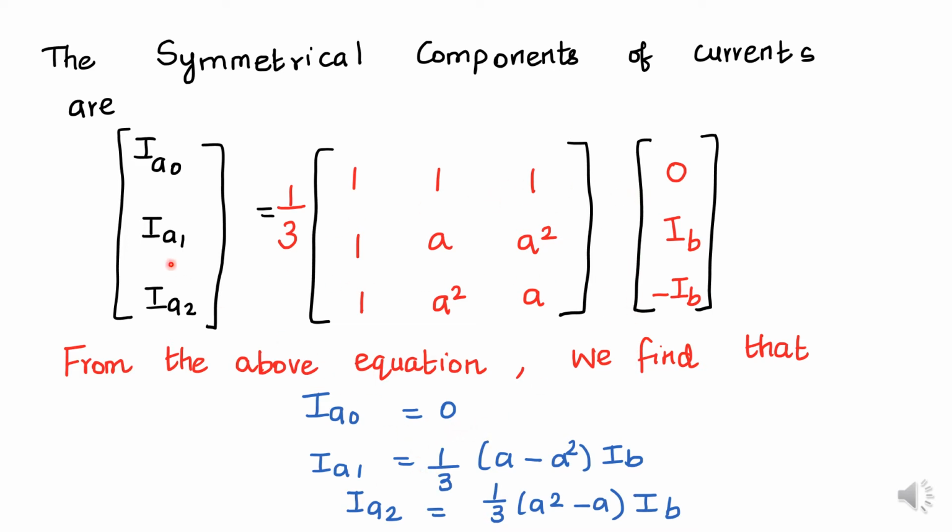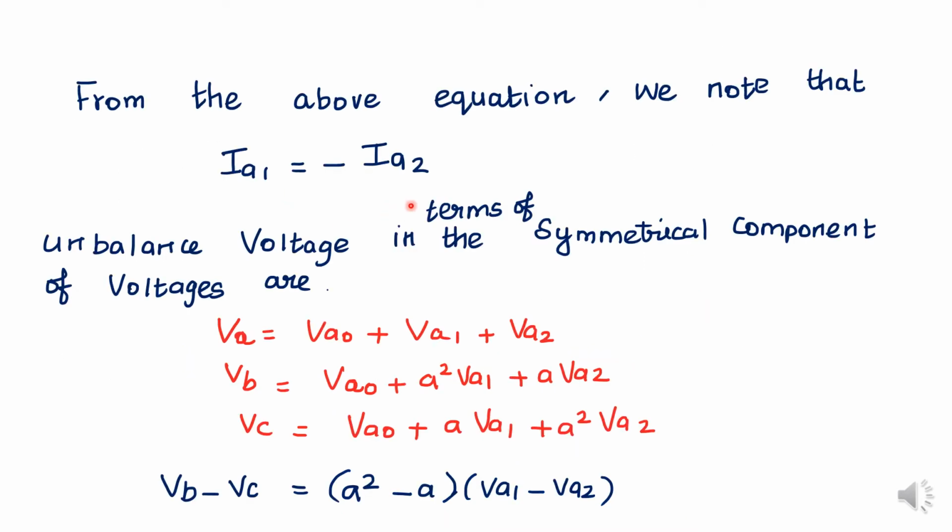IA1 equals 1 by 3 into A minus A square into IB. IA2 equals 1 by 3 into A square minus A into IB. From the above equations, we note that IA1 equals minus IA2.